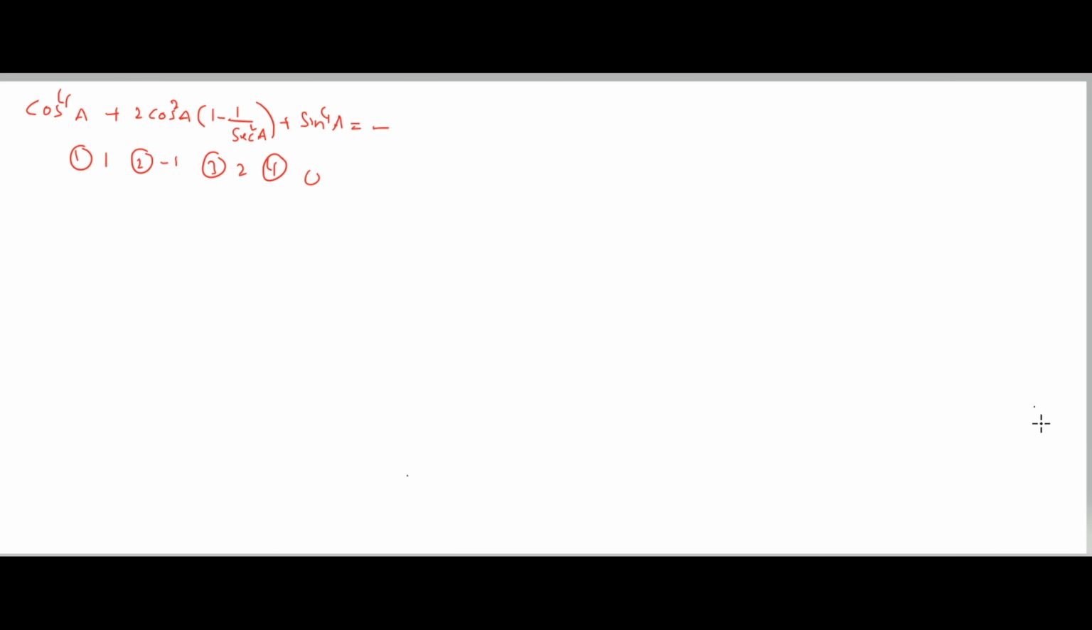Cos power 4a plus 2 cos square a into (1 minus 1 by secant square a) plus sin power 4a is equal to dash.